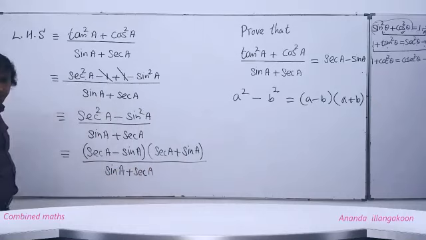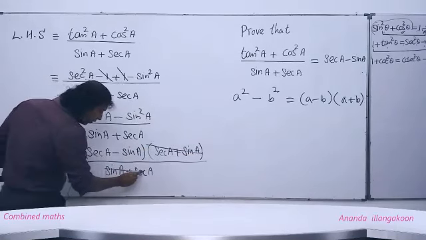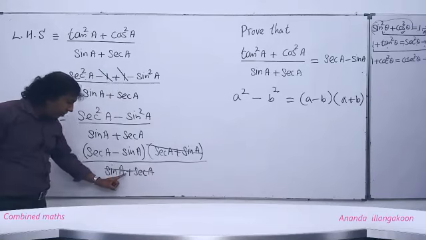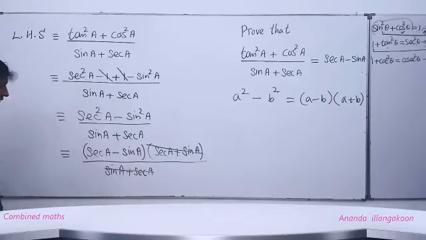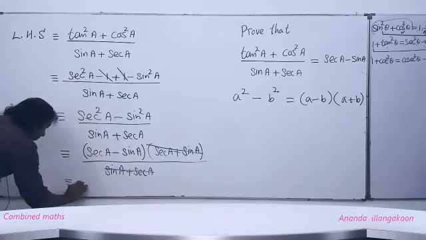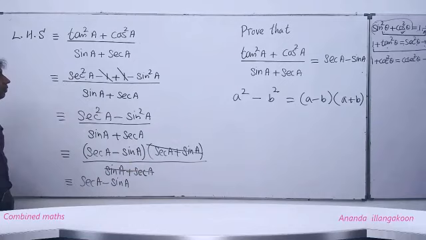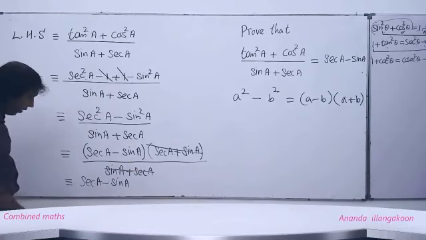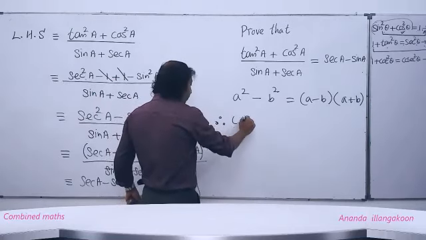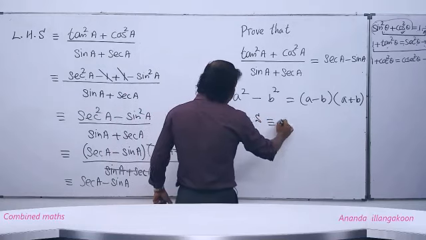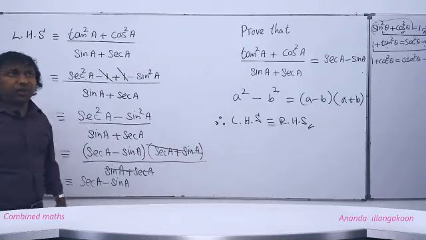Right? People, now sec A plus sin A, you can cancel down with this sin A plus sec A, because this sin A plus sec A you can write as sec A plus sin A. These two are the same, then you can cancel them down. Then what do you have? Sec A minus sin A, right? That is the right hand side. Therefore, the left hand side is equal to the right hand side. That is how we prove trigonometric identities.